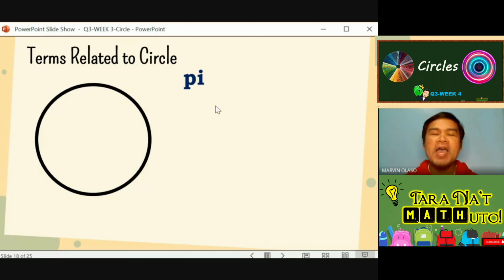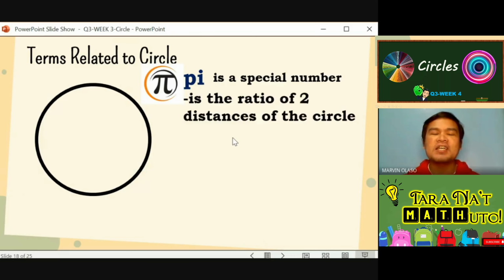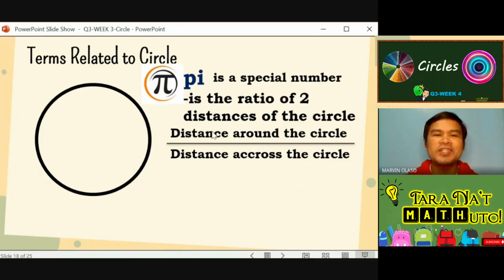Ayan, so pi, ito po, pi is referring to a very, very special number. Ano kaya yung special number niyan? Pi, the correct meaning is that it is the ratio of two distances of the circle. So, ibig sabihin, yung pi pala ay ratio ng dalawang distances ng circle. Ano-ano yung dalawang distances na yan? And those distances are the distance around the circle and the distance across the circle.